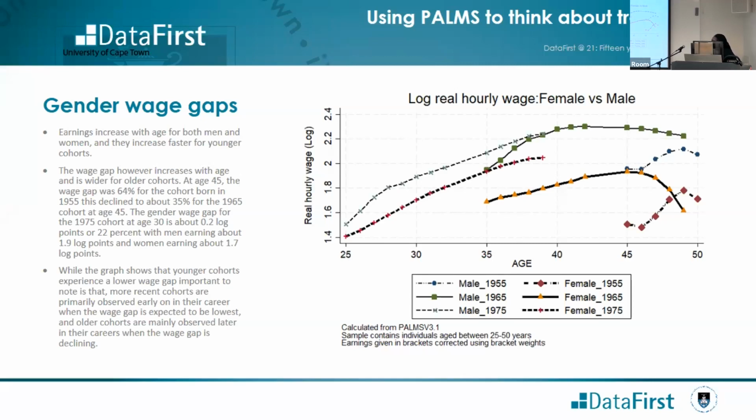So for example, when you look at the cohort born in 1975, that is the black line. When you compare similar females at the same age for the cohort that was born 10 years earlier, you can see that their earnings are above those of the ones that were born much earlier. Yeah, thanks.